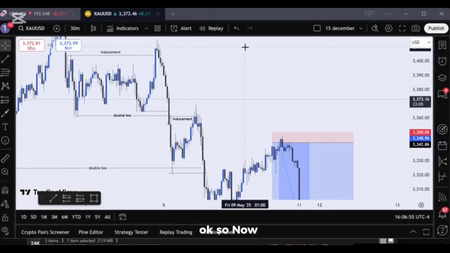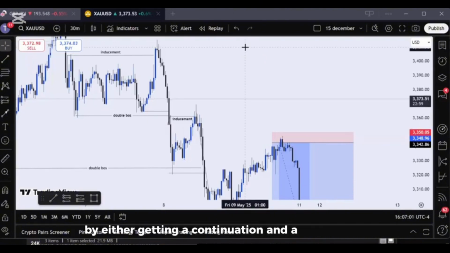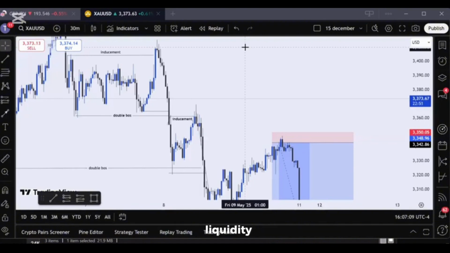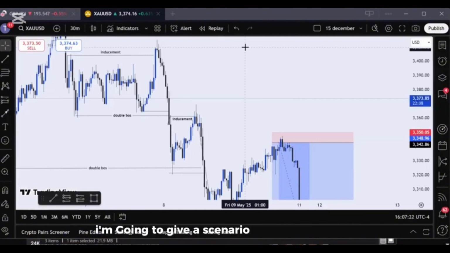Okay. So now, after you've gotten your structure part of your strategy, by either getting a continuation or getting a reversal. For continuations is the double break of structure. For the reversals is the market structure. You move on to the liquidity part of the strategy, and the liquidity that we use to pick entries is what? Your inducement liquidity. So after you've gotten the inducement, the last part is now your point of interest. For this particular class, I'm going to give a scenario for the order block.